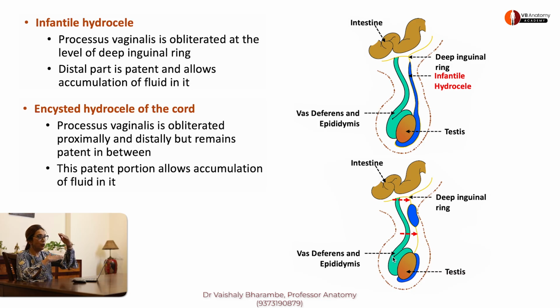See, above and below, the processus is obliterated. In between it has remained patent, allowing for fluid collection and formation of hydrocele. Now use your sense to differentiate each of these from each other. Was vaginal, infantile or encysted hydrocele continuous with the abdominal cavity? No. There was some amount of obliteration of the processus vaginalis.